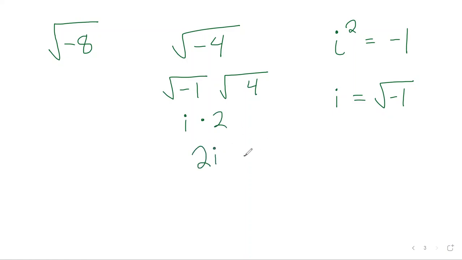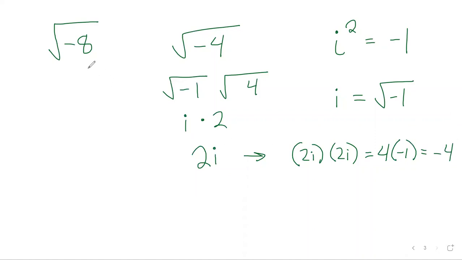And if we try to go backwards, we say, okay, well, this is the square root of -4. So if we square it, then we should get -4. Well, let's see how that works. 2 times 2 is 4. i times i, well, we know what i squared is. It's -1. So it works.